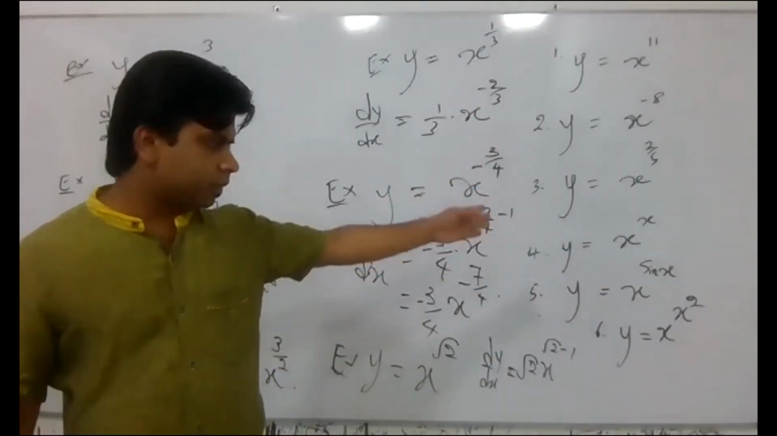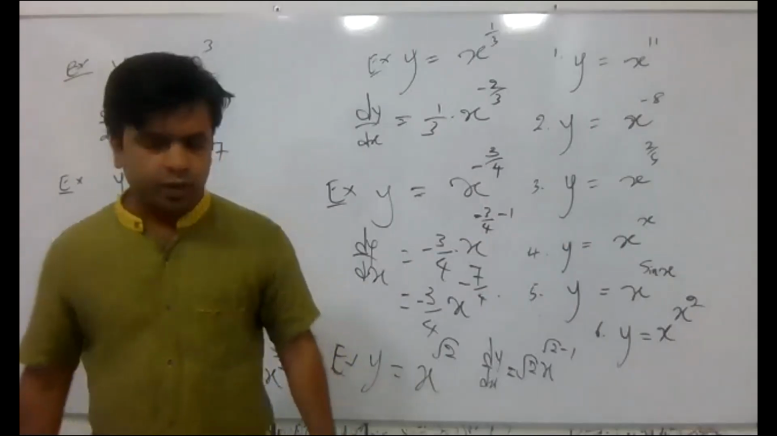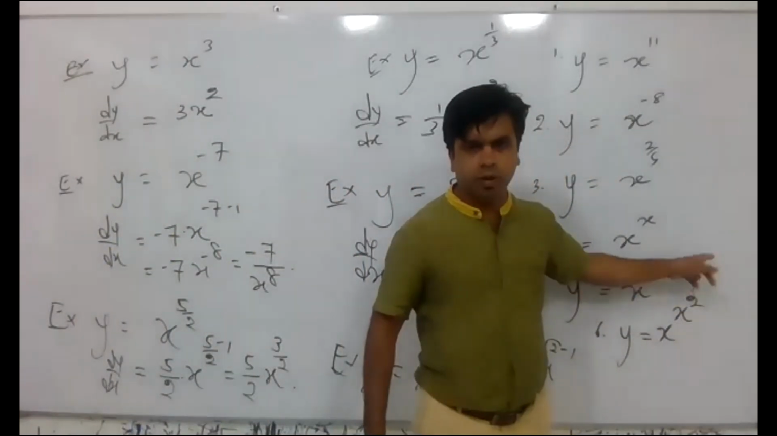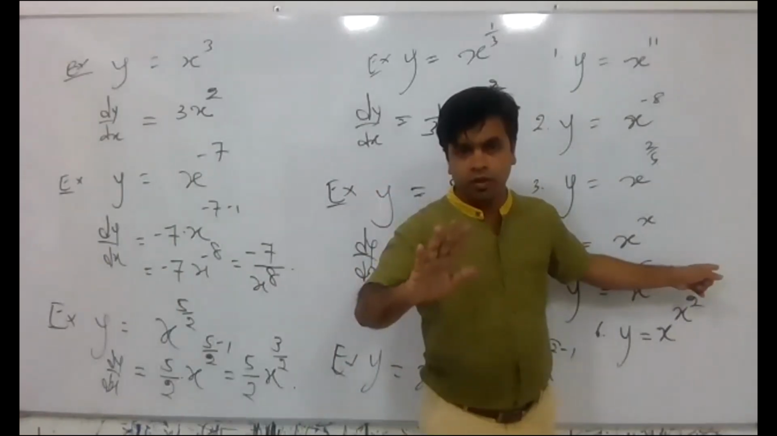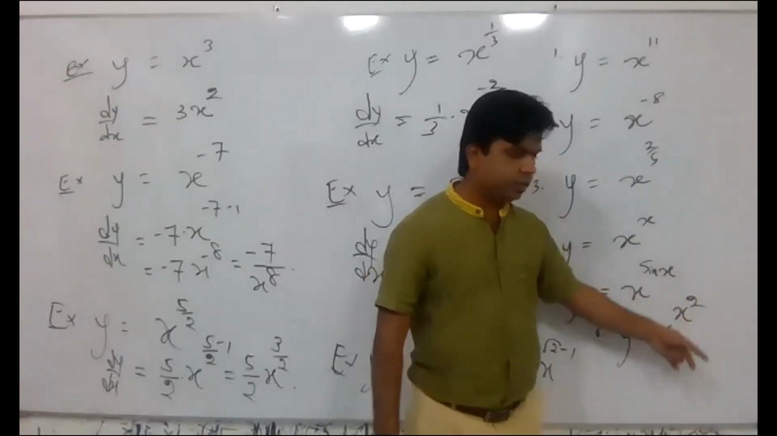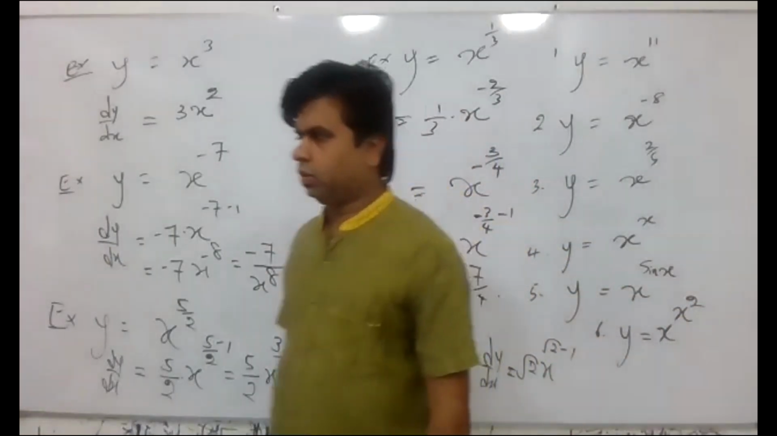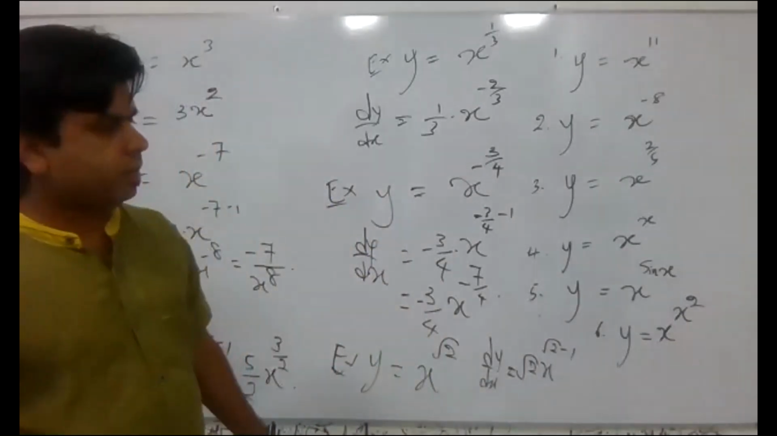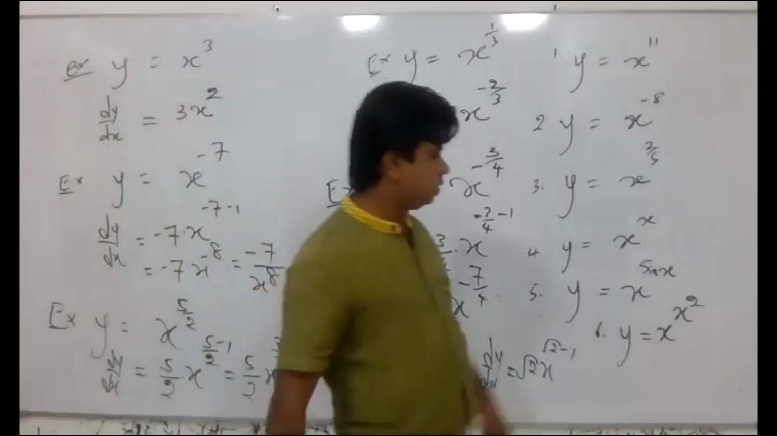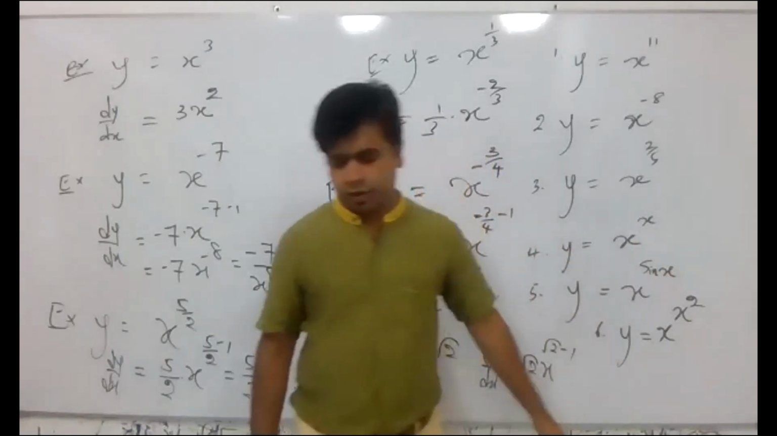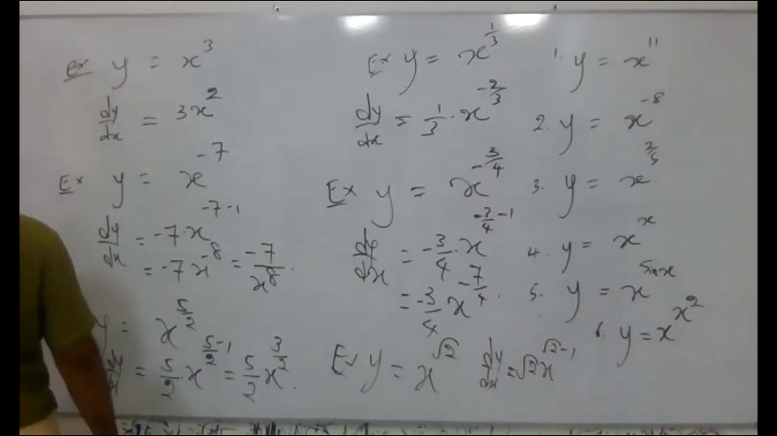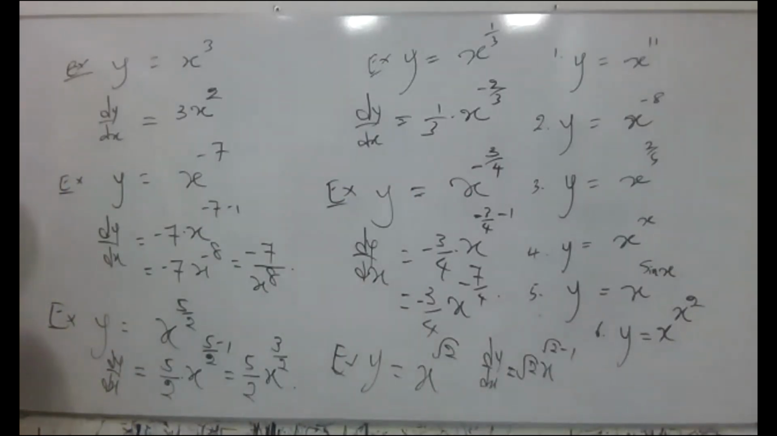Clear? Then write down, these cannot be differentiated by the above theorem. Don't write these cannot be differentiated, it's wrong. These cannot be differentiated by this method, because the power is not a constant.